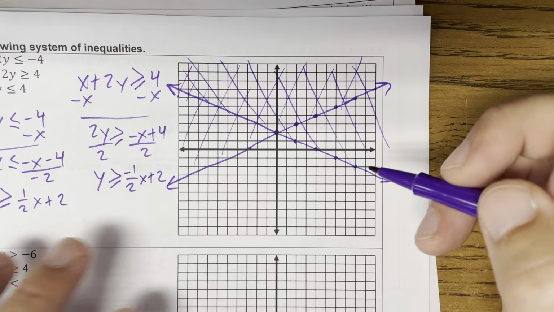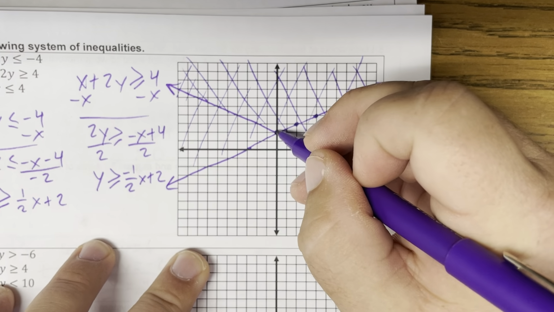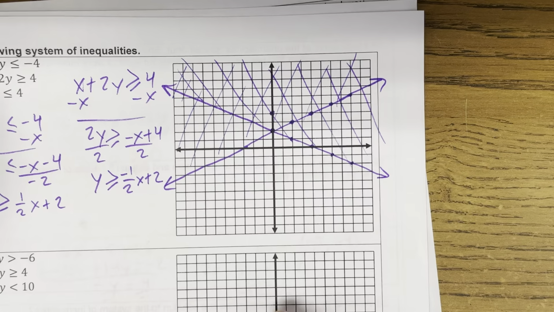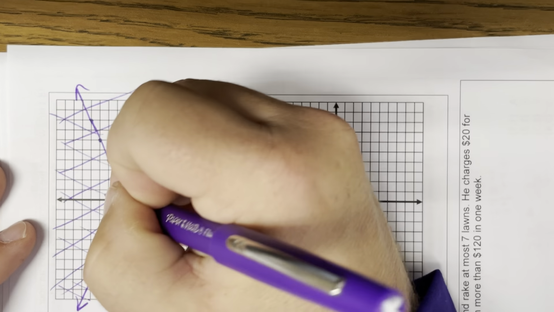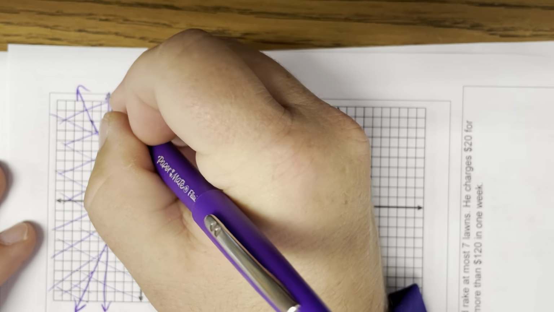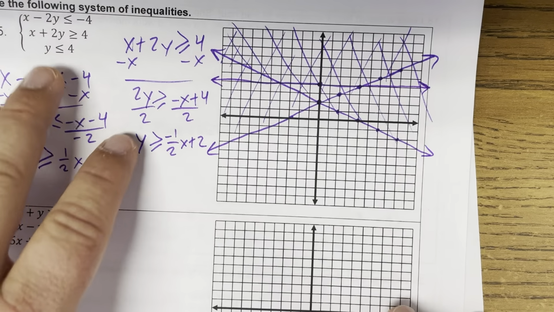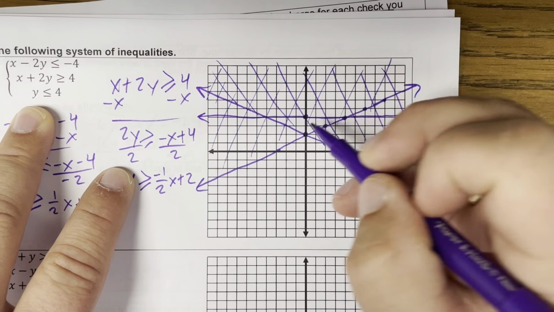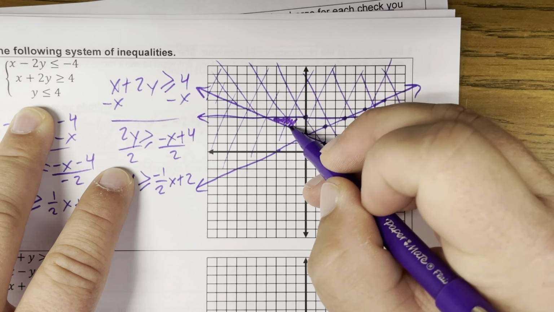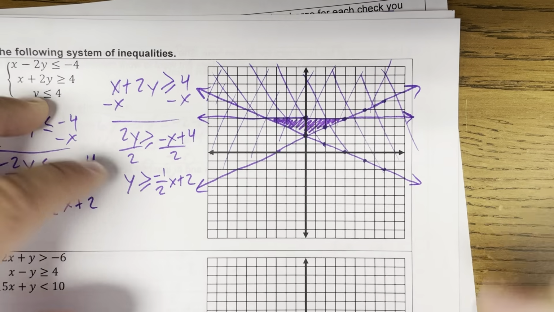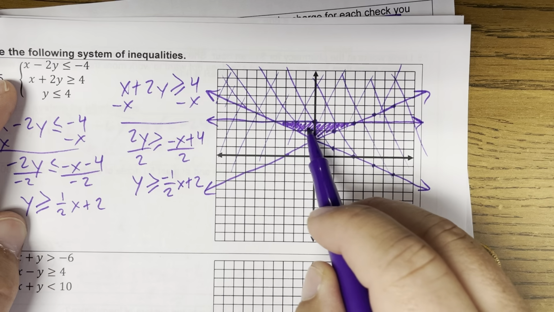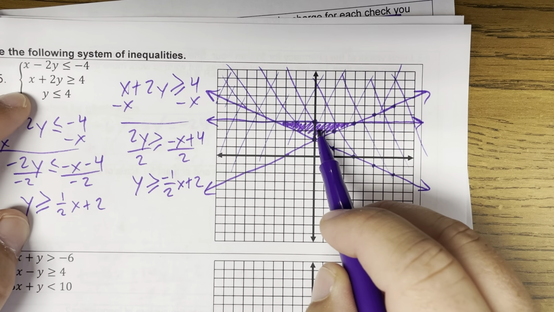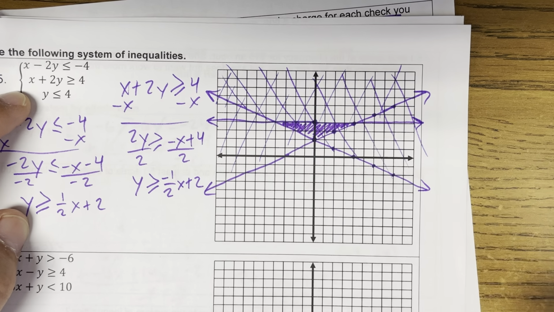Then my last one, y is less than or equal to 4. So I'm going to go to where y is 4, 1, 2, 3, 4. And it is a solid line going through there. So we're going to do a solid horizontal line. And this one says y is less than, so we're going to go below the line. And so this is going to be my darkest shaded region. And so any point inside this darkest shaded region, those are good for all three. Anything outside that darkest region, it would not be a solution to the system of inequalities.